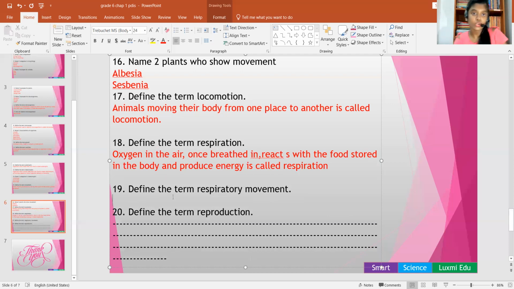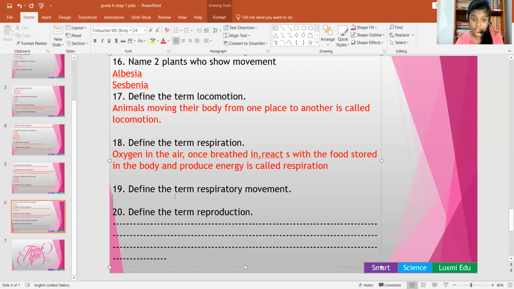Respiratory movement means, when we are respirating, we inhale and exhale. This is inhale, this is exhale. When we inhale and exhale, the chest moves up and down. If you can't see it clearly in this video, you can go in front of a mirror and check. When we inhale, the chest moves up. When we exhale, the chest moves down. So the chest is moving up and down because of the process of respiration, like inhaling and exhaling.